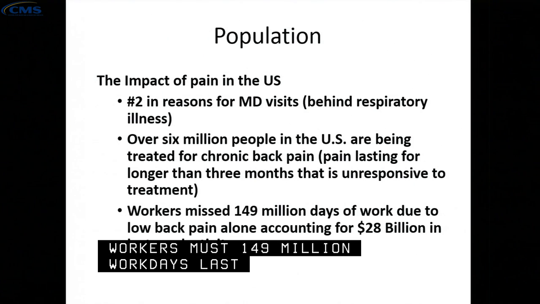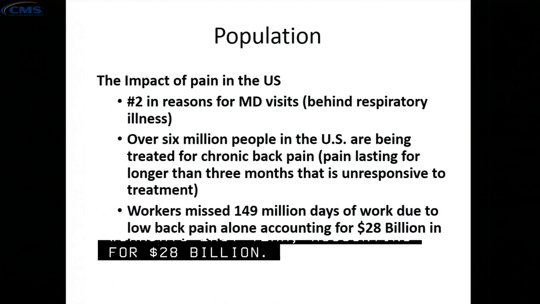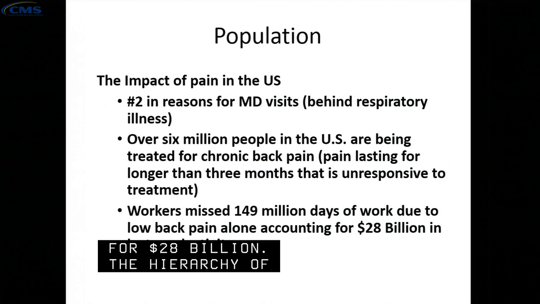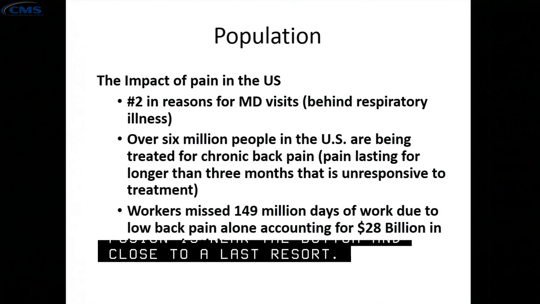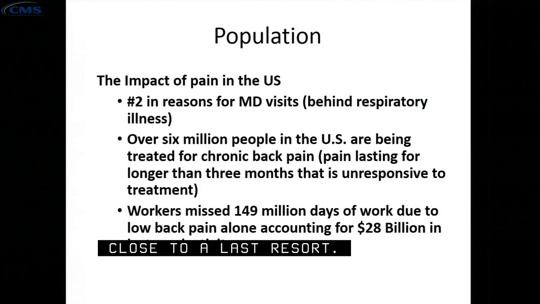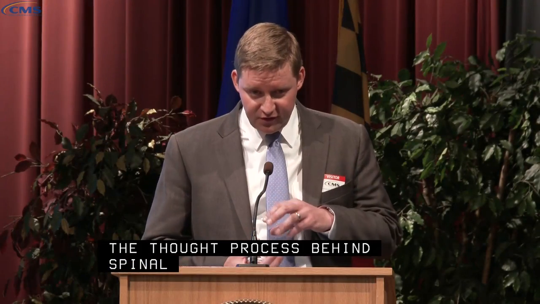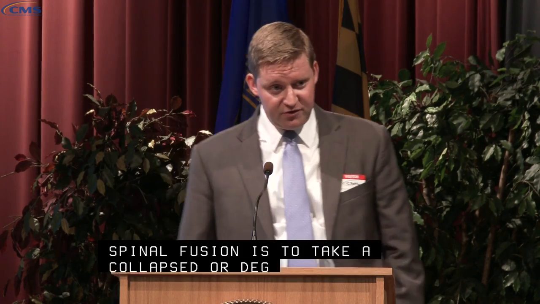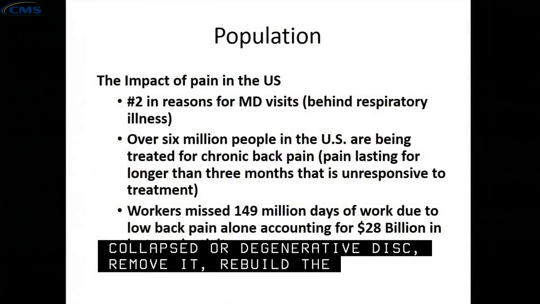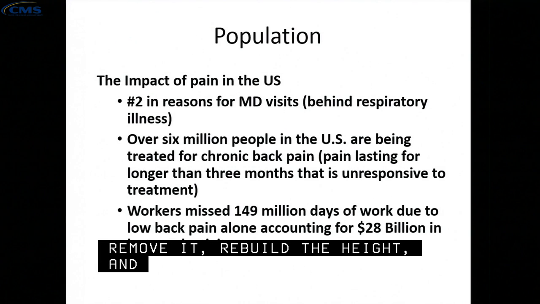In the hierarchy of spinal treatment for pain, spinal fusion is near the bottom and close to what many would consider a last resort. The thought process behind spinal fusion, which we'll discuss in a minute, is to take a collapsed or degenerative disc, remove that disc, rebuild the height, and stabilize. That stabilization typically creates the symptomatic relief that we're looking for. What we're trying to do is do that better.